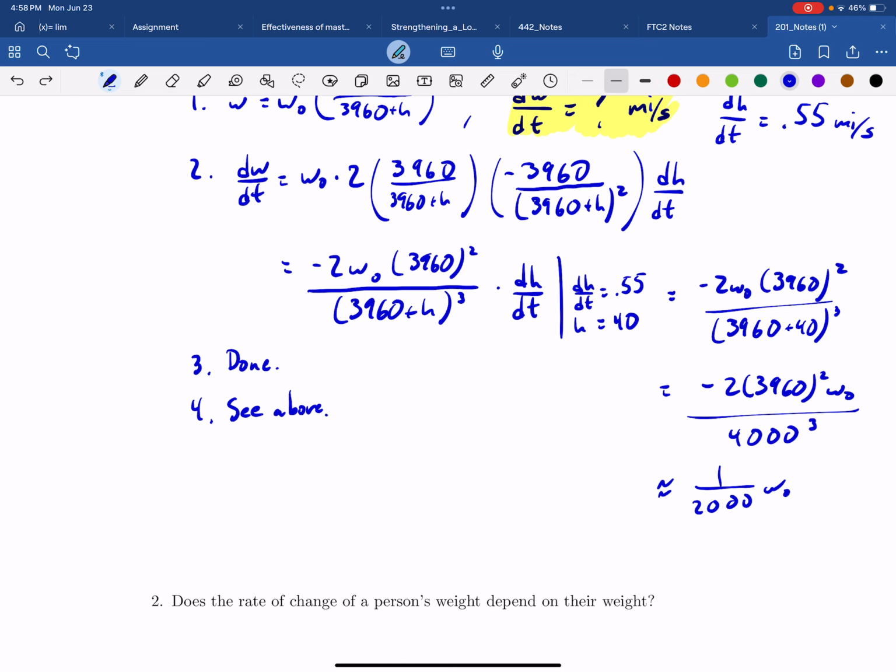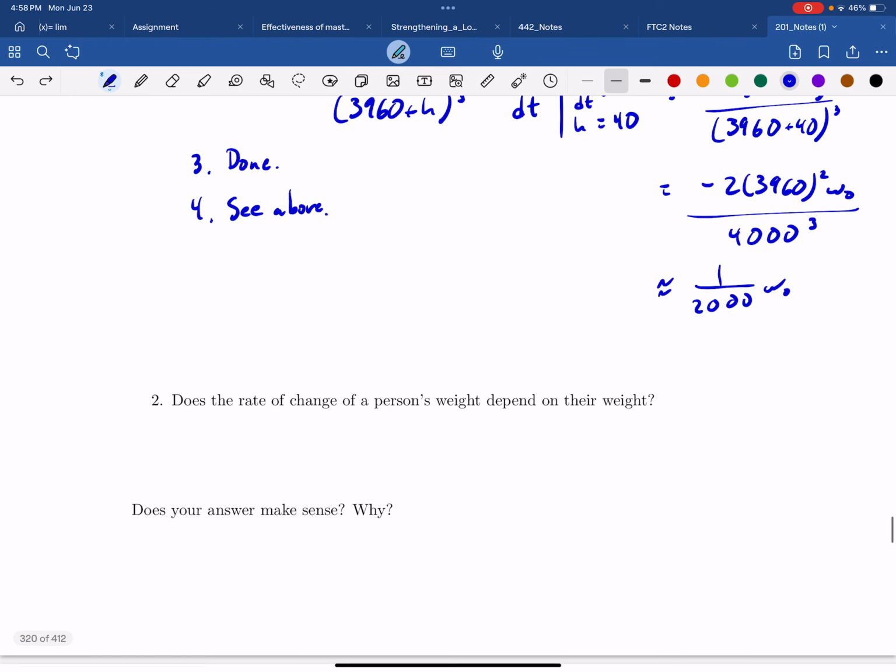But just so you understand what it is, you can just put that into a calculator. Okay. Does the rate of change of a person's weight depend on their weight? Yes.